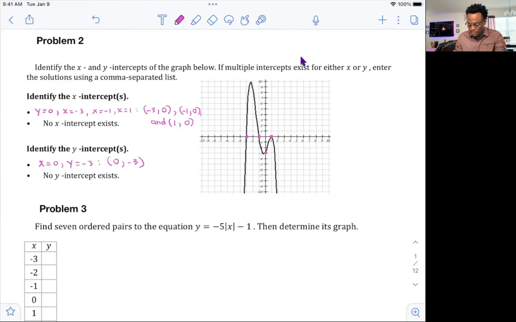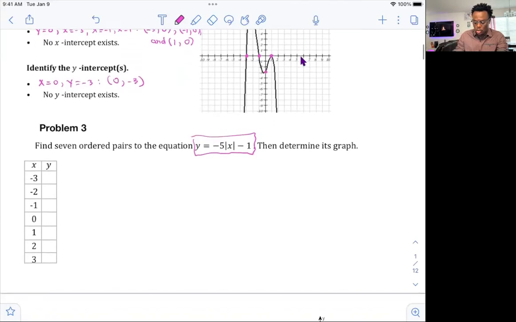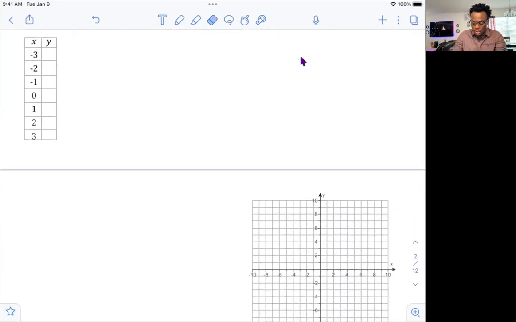Now we have the third problem where we have the function y equals -5 times the absolute value of x minus 1. First thing they want me to give the y values for x equals -3, -2, -1, 0, 1, 2, 3. And having these values, you can find a way to see the pattern of the graph and then sketch the graph later in this coordinate system.